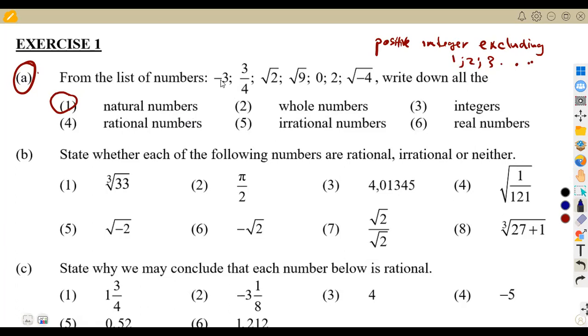Is -3 a natural number? The moment we have a negative, it is not. 3/4 is a fraction, meaning to say we're talking about a decimal, so it's not. Again, you move on to the square root of 2. Can you simplify the square root of 2 and it gives you a whole number? If it can do that, then it is going to be a natural number. Let us check on our calculator so that we can move on together.